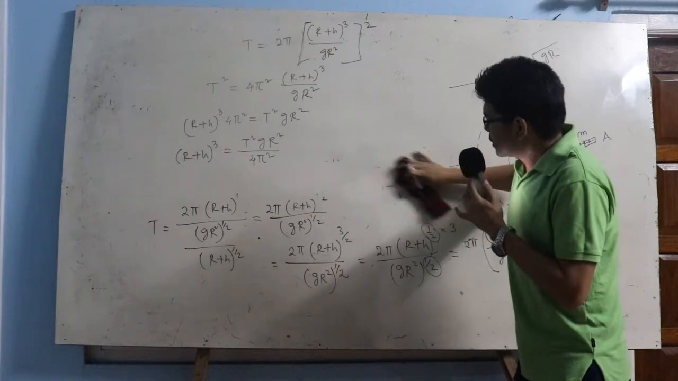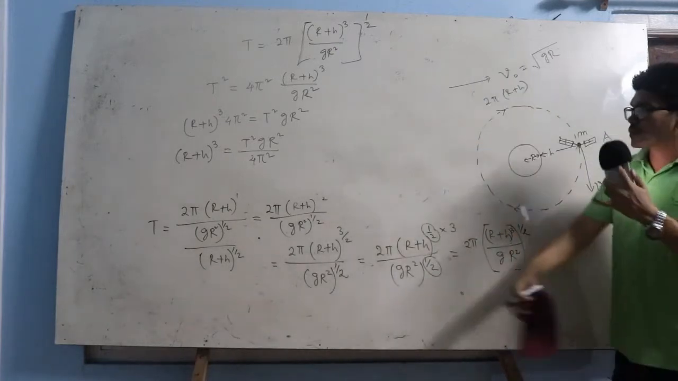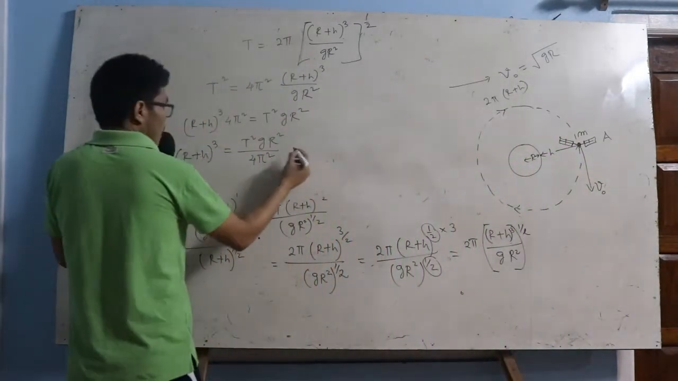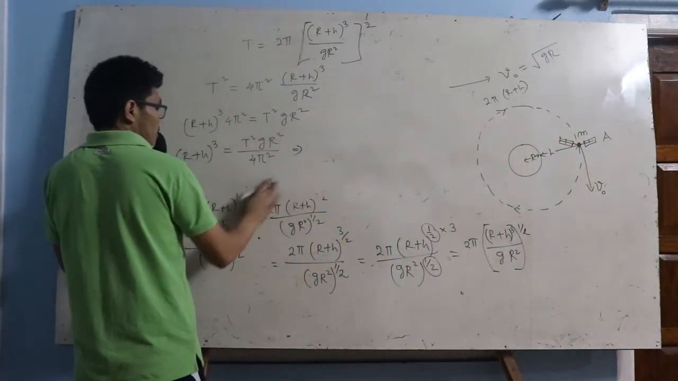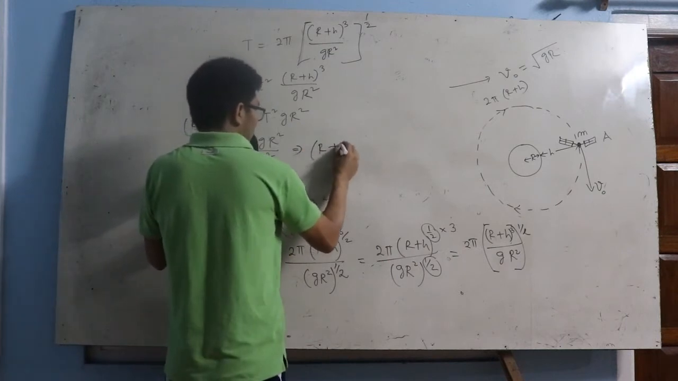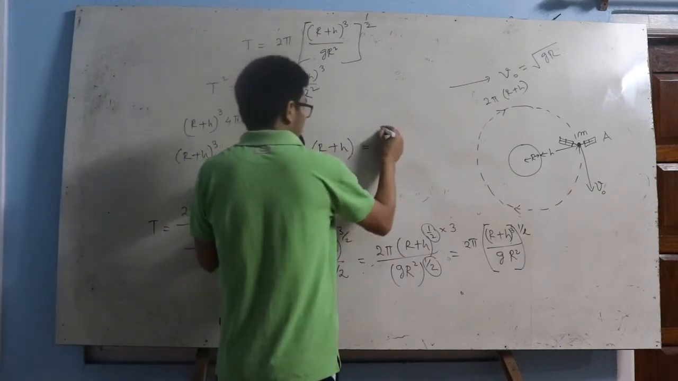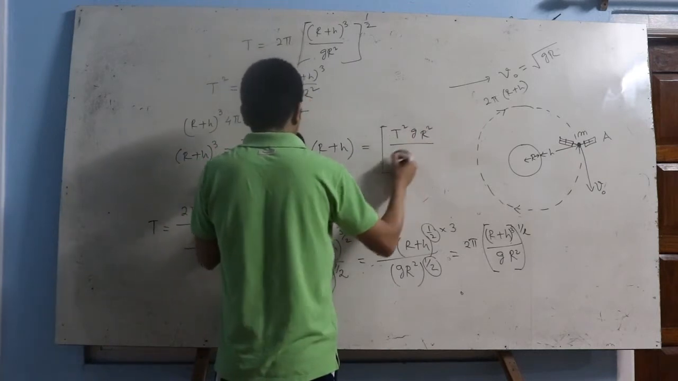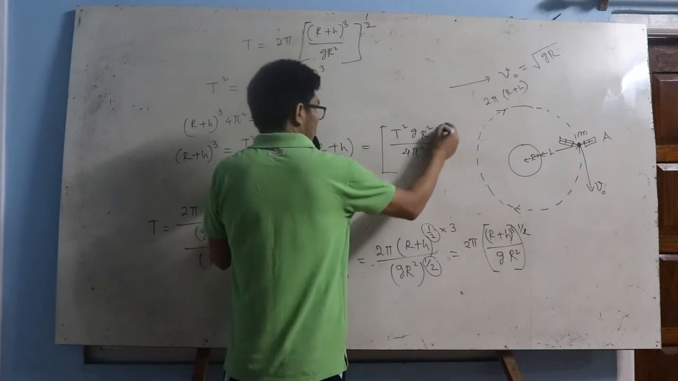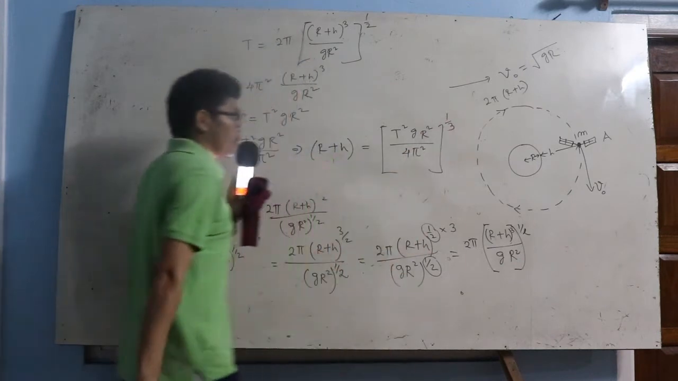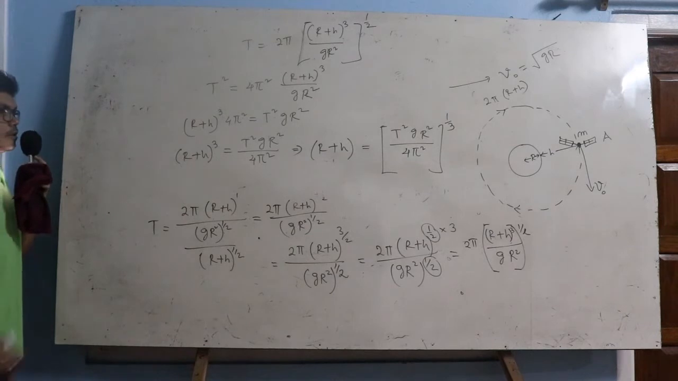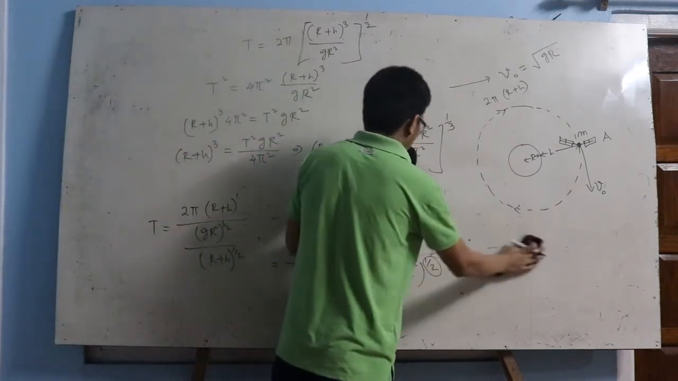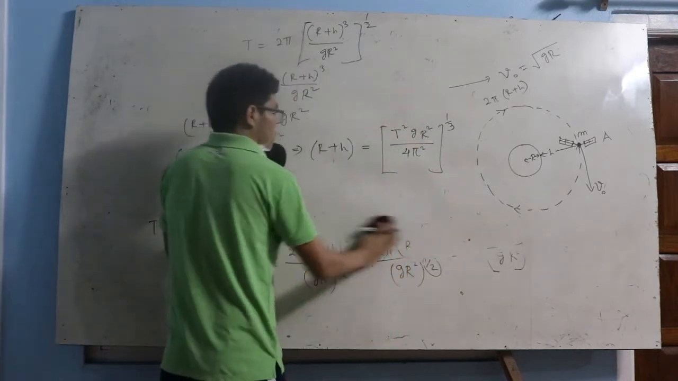Okay. Then this cube I'll transfer to the other side. So it becomes R plus h only, equal to the cube root of the right hand side, T squared gR squared divided by 4 pi squared, and the cube root of this you can write as power 1 by 3. So finally you can get the height here.